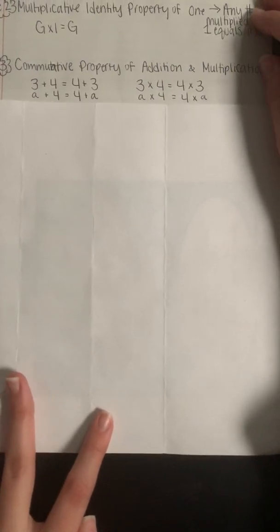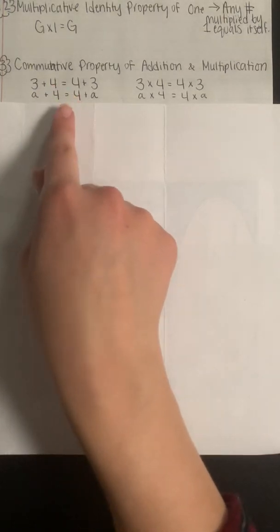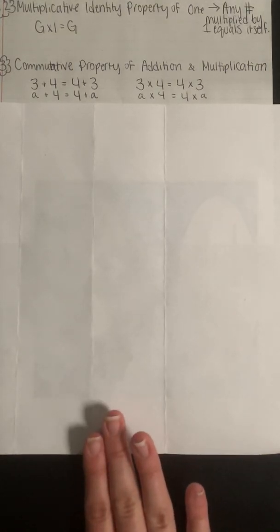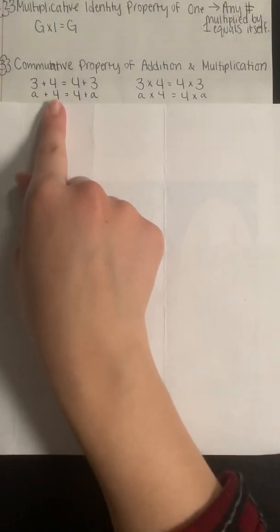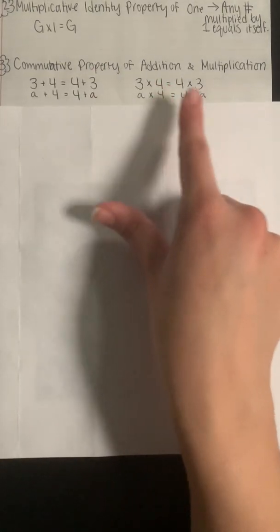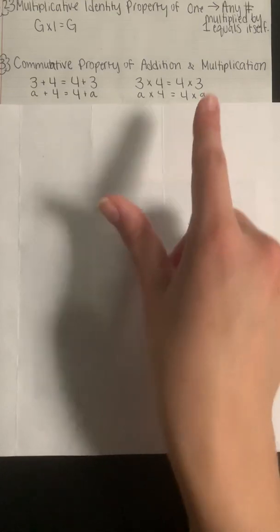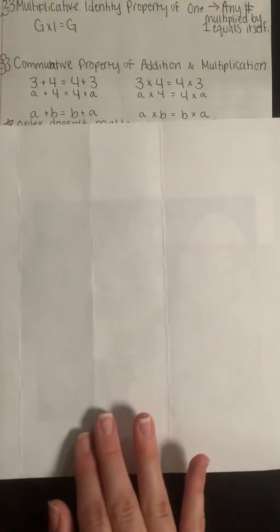And we can show that also using letters, involving a little bit of algebra where we replace numbers with letters. So you can say a plus 4 will always equal 4 plus a. A times 4 will always equal 4 times a. I can plug any number in for that. So I could plug in 1. 1 plus 4 is 5. 4 plus 1 is 5. 1 times 4 is 4. 4 times 1 is 4. And you could test that out with other numbers if you wanted as well.